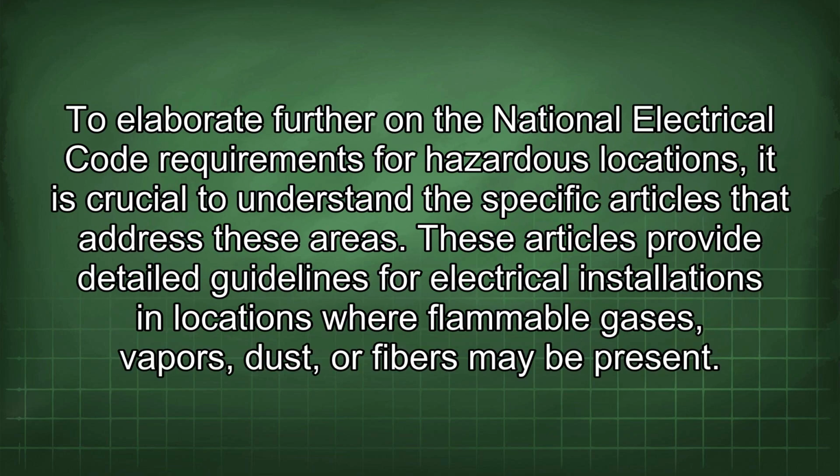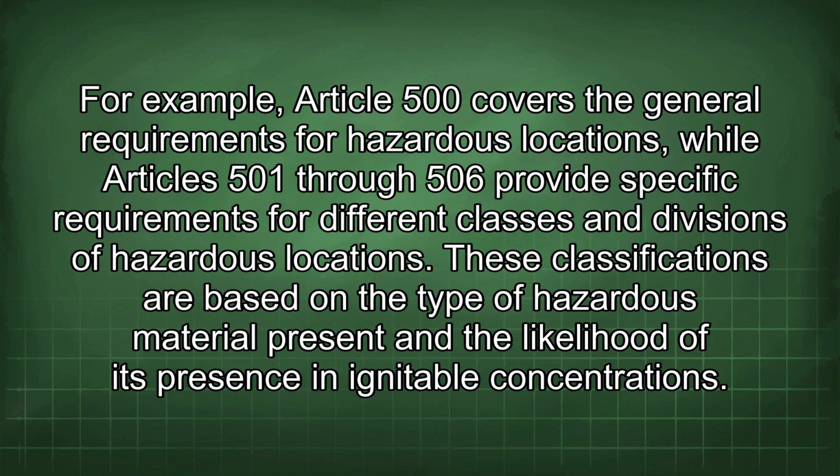To elaborate further on the National Electrical Code requirements for hazardous locations, it is crucial to understand the specific articles that address these areas. These articles provide detailed guidelines for electrical installations in locations where flammable gases, vapors, dust, or fibers may be present. For example, Article 500 covers the general requirements for hazardous locations, while Articles 501 through 506 provide specific requirements for different classes and divisions of hazardous locations. These classifications are based on the type of hazardous material present and the likelihood of its presence in ignitable concentrations.